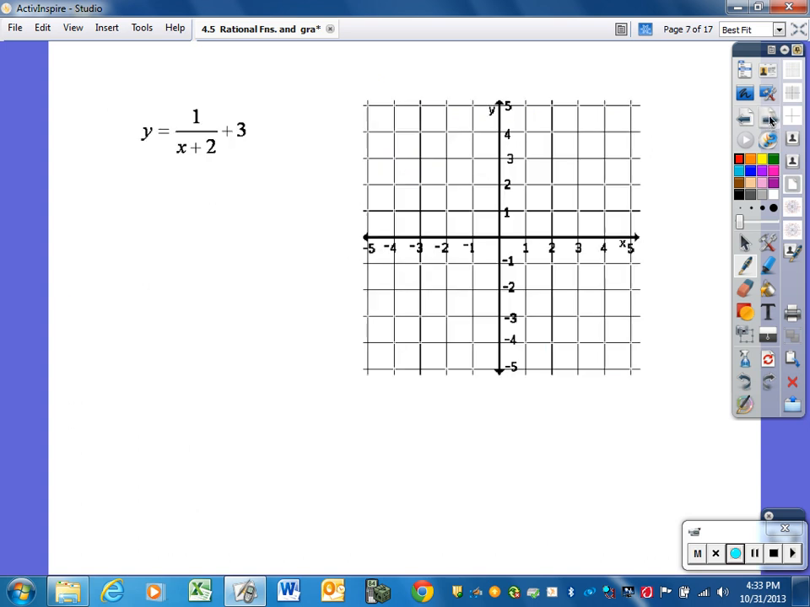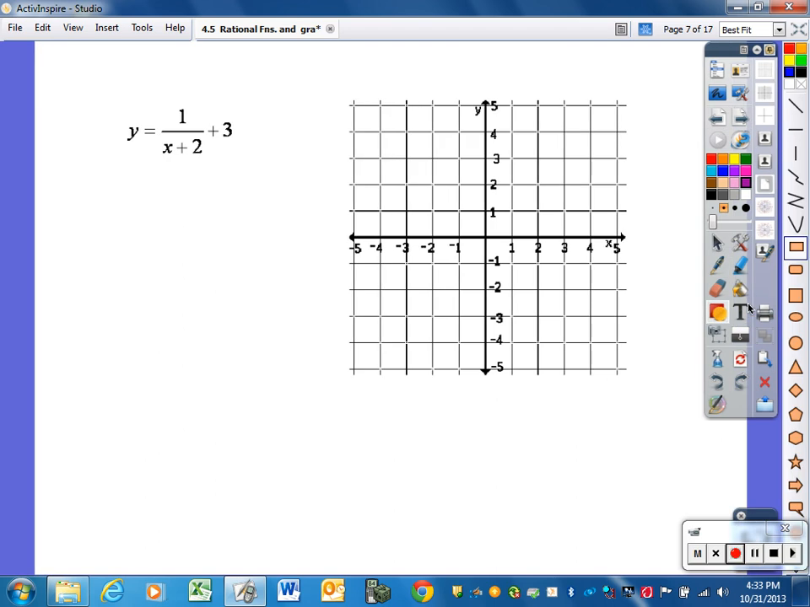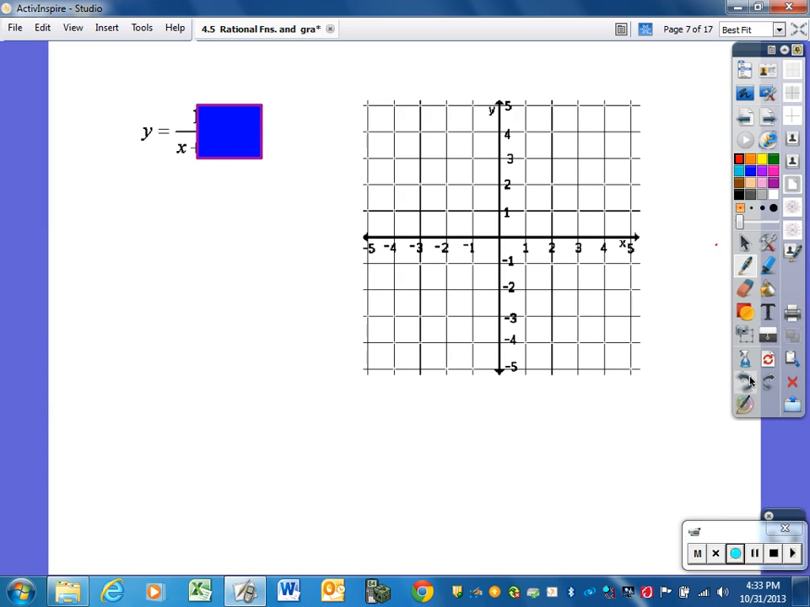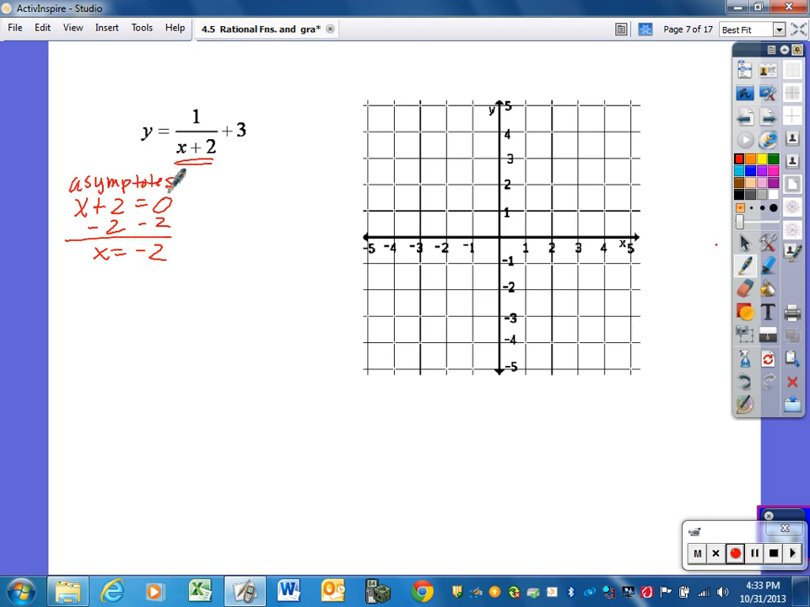Let's try another one. 1 over x plus 2 plus 3. Does this make a parent function? Yes, 1 over x again. So let's get our asymptotes. X plus 2 equals 0. Subtract 2. X equals negative 2 is my vertical asymptote. So x equals negative 2.